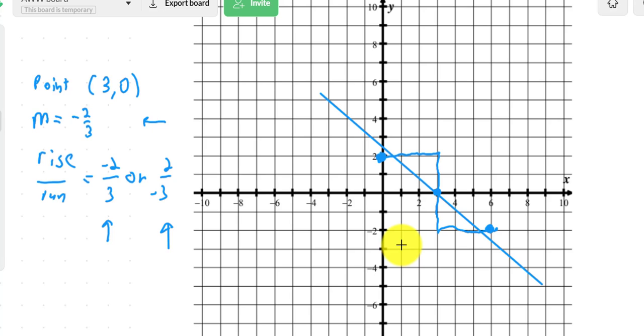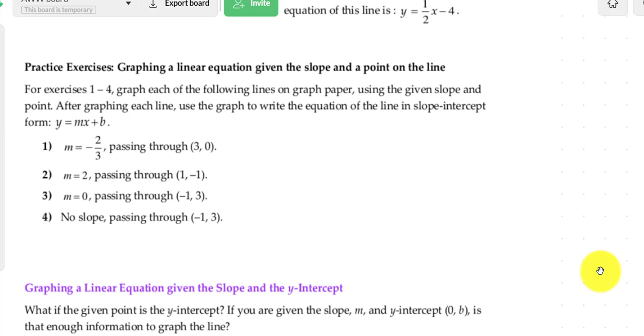All right, so I'm going to definitely ask you to do this on a test or a quiz. Maybe we'll practice one more. How about we try number 2? Okay, so I want to try this one. All right, a line with a slope of 2 passing through the point 1, -1.